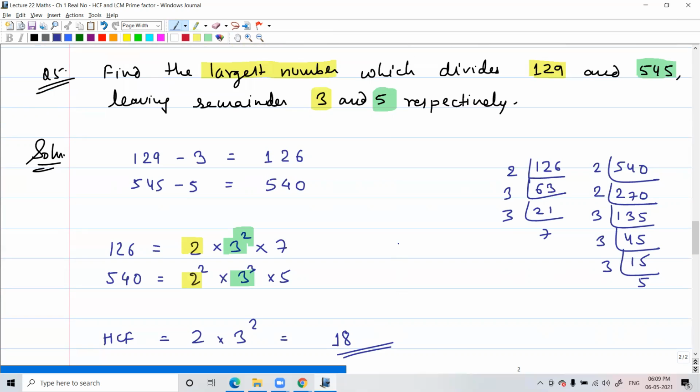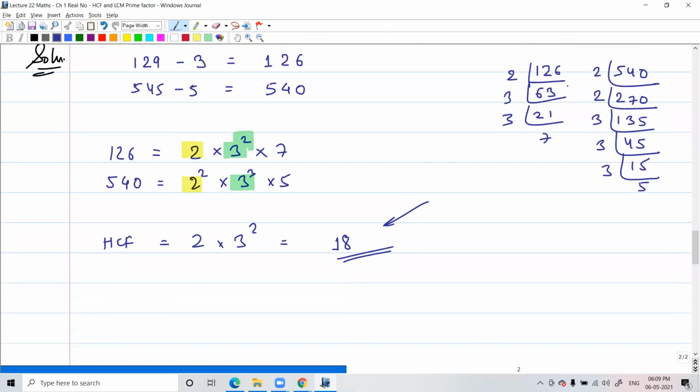Okay. So 18 is the number which, when you divide 129 and 545, it will leave a remainder 3 with 129 and it will leave a remainder 5 with 545. So you can write the summary of that answer also at last.